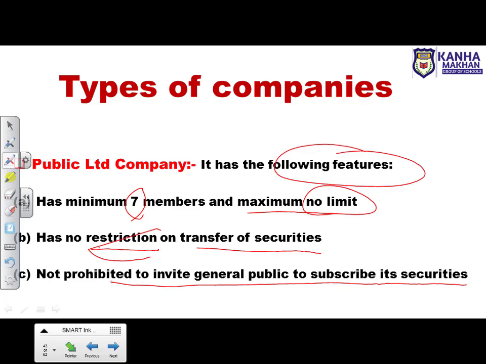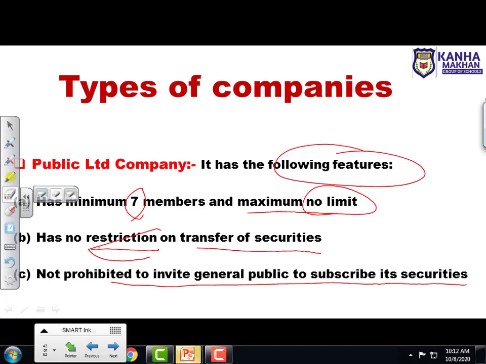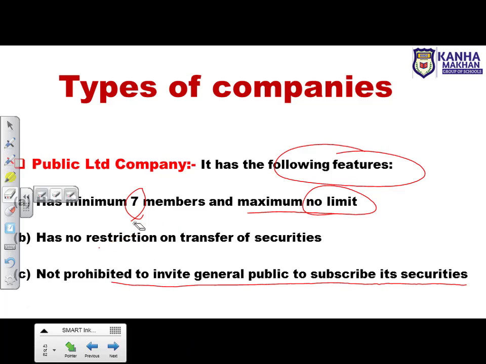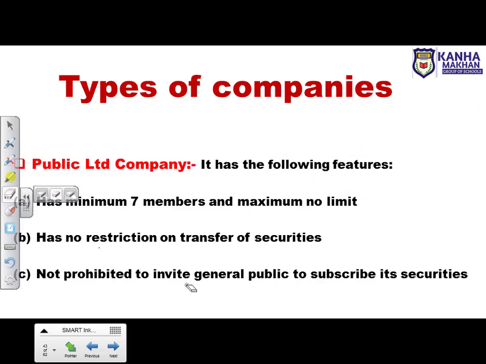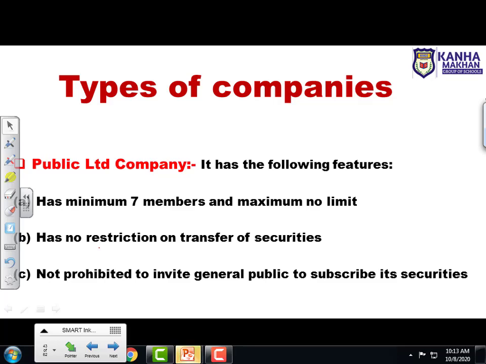Okay? So basically, the general public is involved in the transactions of the public limited company, right? So these were the features and the explanation of your public limited company, right? I hope it is clear. So let's move on with the next concept.